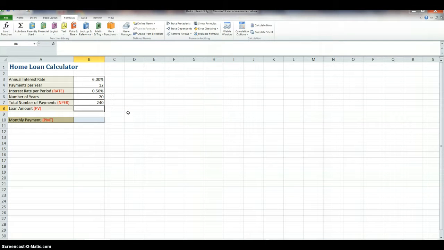The loan amount, the first initial loan amount, was $200,000. That's a hard number. There's no calculation, it's a hard number. All right, then the book says to go to the payment function.